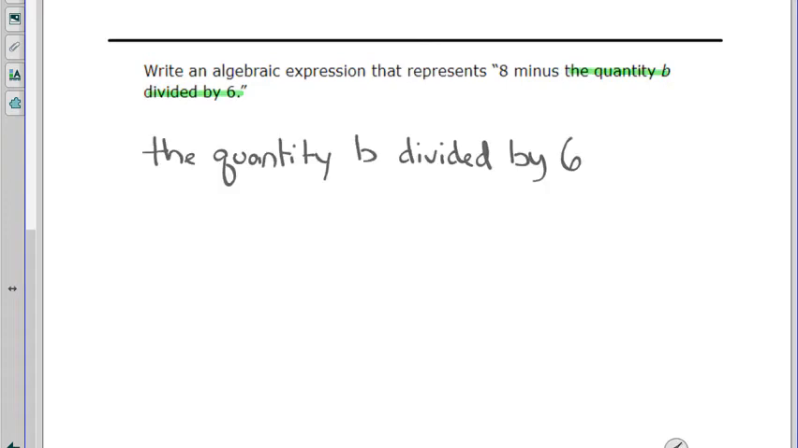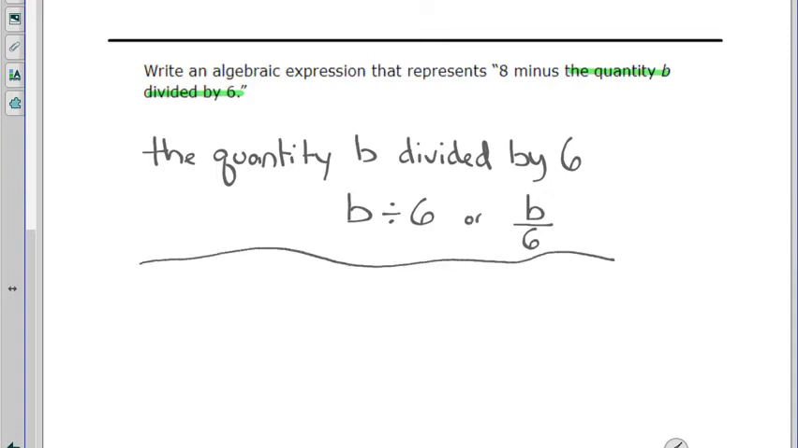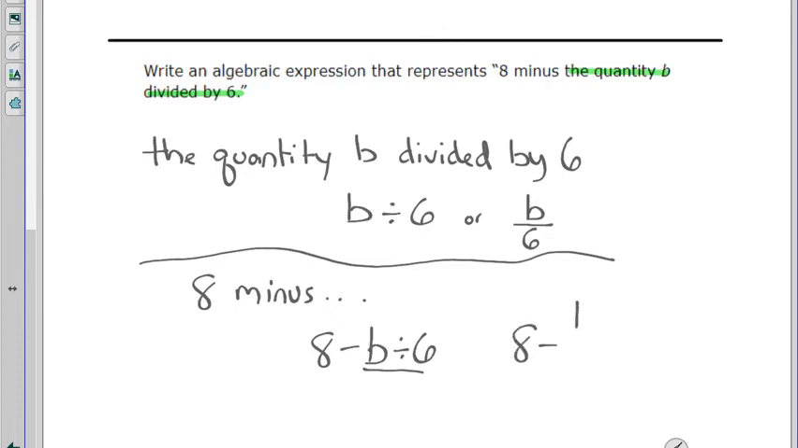Let's start with the quantity b divided by 6. Well, that's just b divided by 6, or I could write that as b over 6. Either way works. You only need one of them. Now, the problem, though, wants me to do 8 minus that. Well, what's 8 minus that? There you go. I've got 8 minus the quantity b divided by 6, or I could do this as 8 minus b over 6.